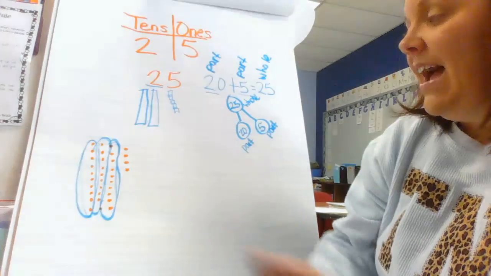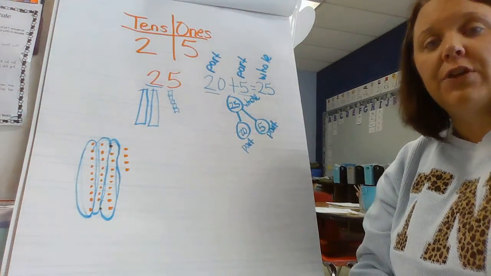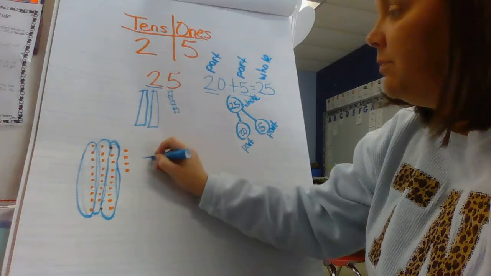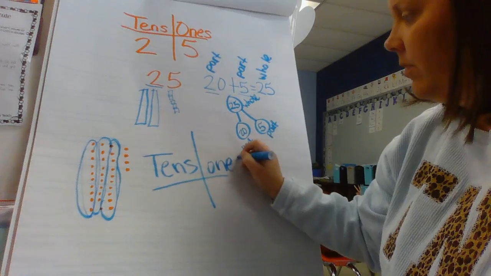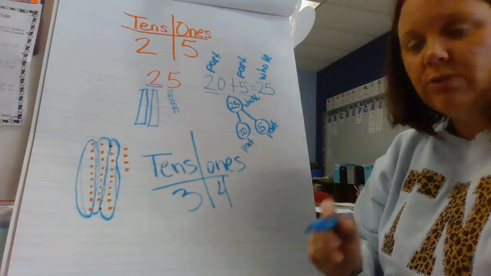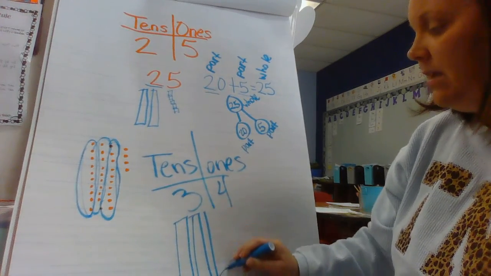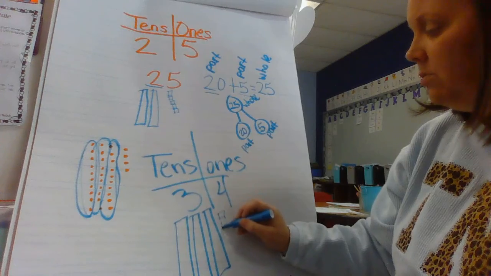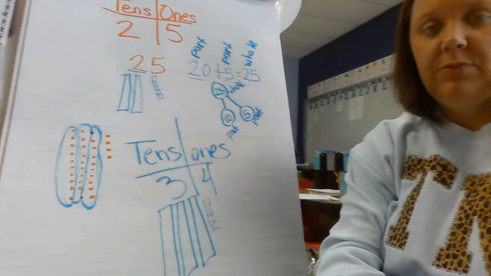Okay, so if I have 34, how would I represent the number 34? Well, I would represent that with 3 tens and 4 ones. So let's represent that with 10 rods. 10, 20, 30, 31, 32, 33, 34. I hope you can see that.